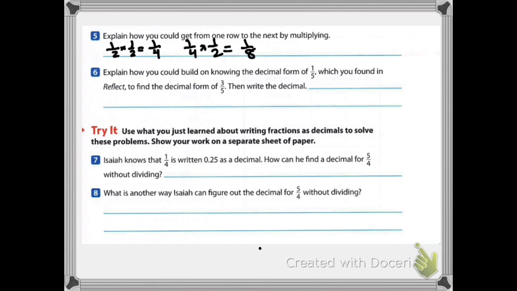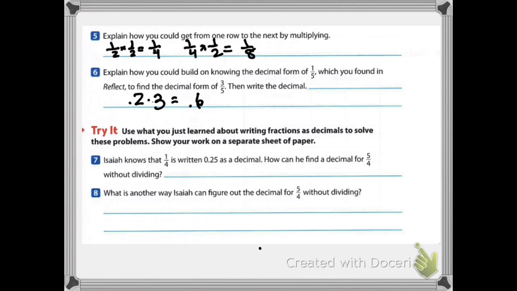Explain how you could build on knowing the decimal form of 1/5, which you found in Reflect, to find the decimal form of 3/5, and then write the decimal. So if we know that 1/5 is equal to 2/10, how could we find the decimal form of 3/5? So if we know that it's 3 times more, all we'd have to do is multiply by 3. So if we know that 2 times 3 is 6, we put in the decimal point, so we have 0.6. We have 6/10.